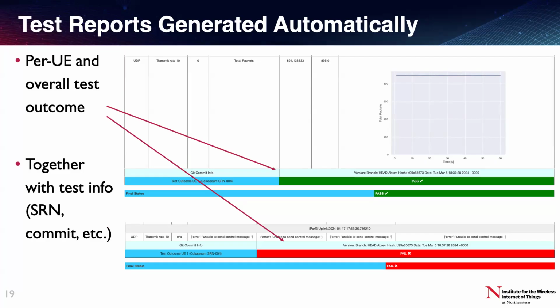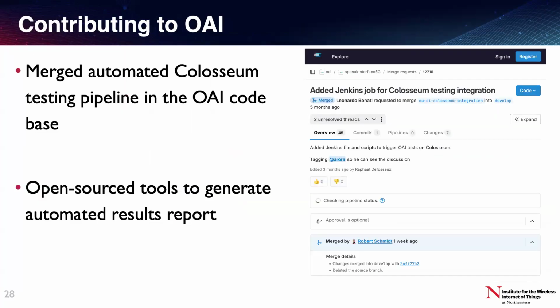And so I was mentioning, we integrated this with the open interface code. And this was merged just a few weeks ago. And this took pretty much 5 months to converge to a solution that could be merged in the open interface code, so that now the developers of open interface can trigger automatic tests on Colosseum to have some further insights with respect to the tests that they regularly run.